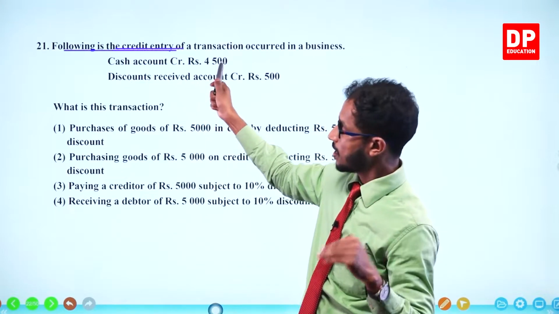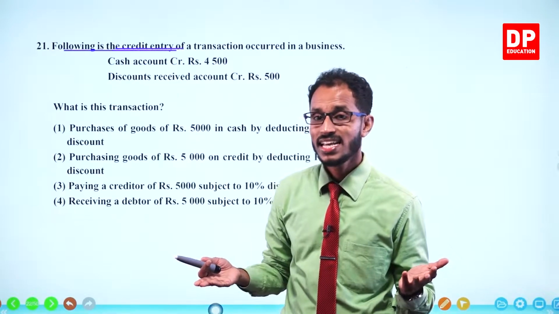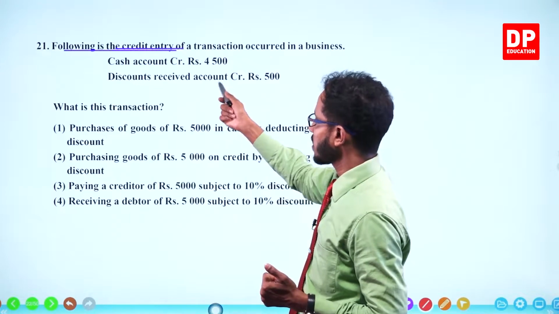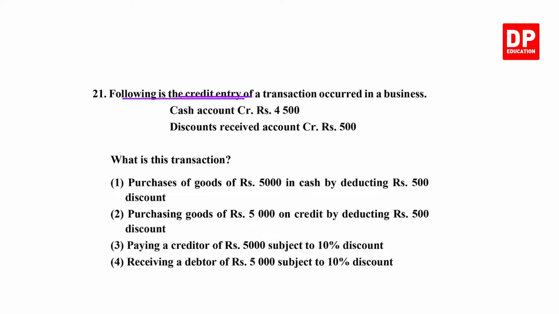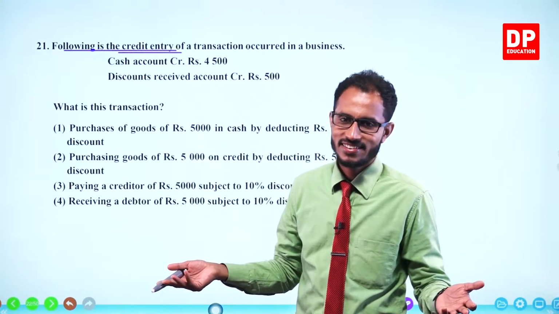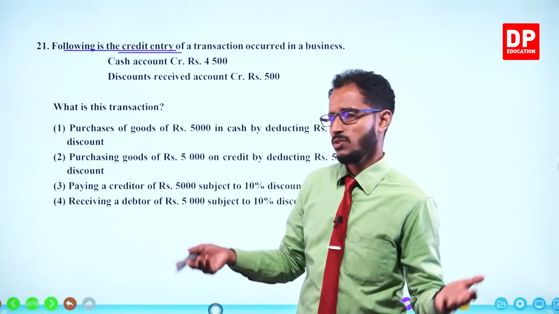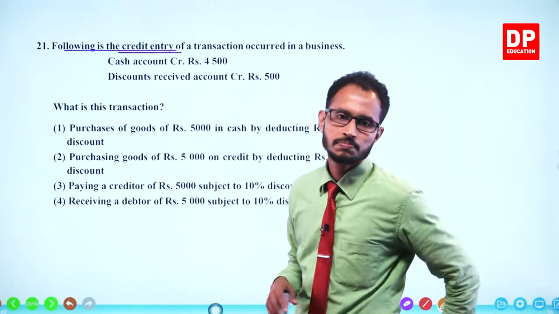And there's a discount received account credit. Discount received is an income. That is also credit, 500. What is this transaction? What is the debit entry? Tell me first. Does it matter? How do we know the debit entry? It matters, okay?